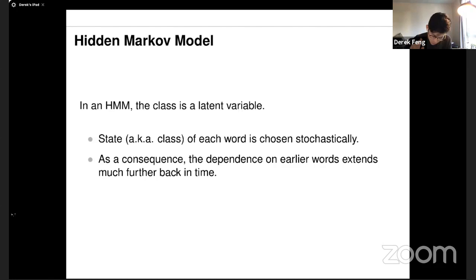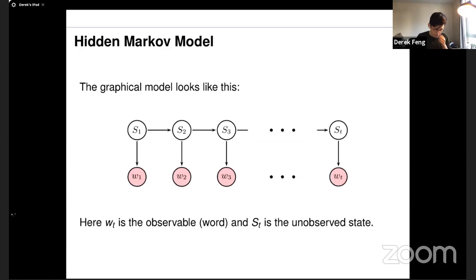Okay, so we're going to look at this. This is the graphical representation of my hidden Markov model. With all of these latent variable models, you need to be careful about what you're not observing and what you are observing. I'm observing the words. These are realizations of the random variable WT.